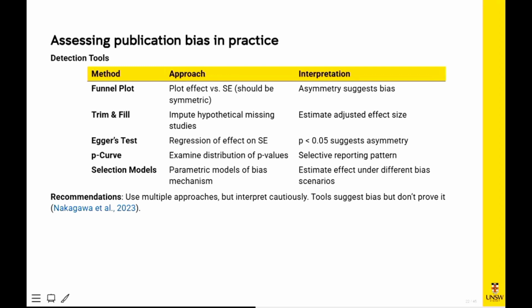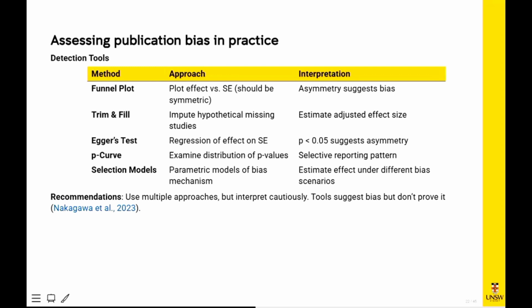The first one, the most common one, is a funnel plot, and it is a plot of your effect sizes versus your standard errors. What you want to see is dots that are spread evenly on either side of your effect line. So you want symmetry, and if you see asymmetry, then you may have a publication bias problem.